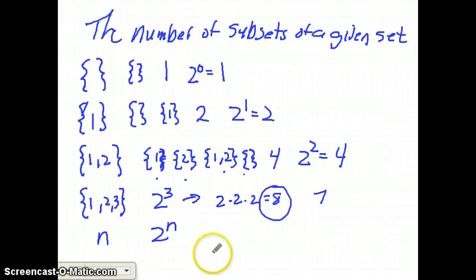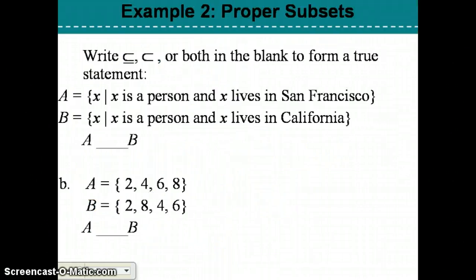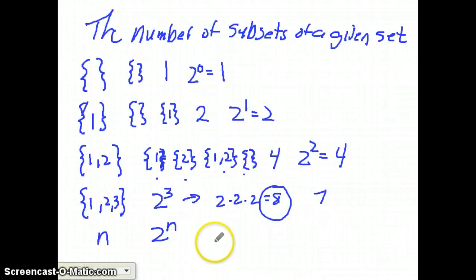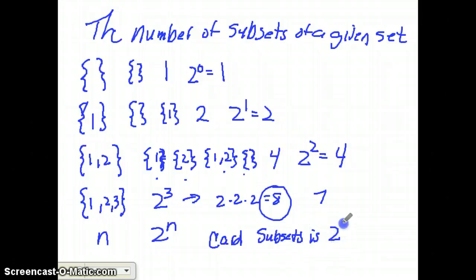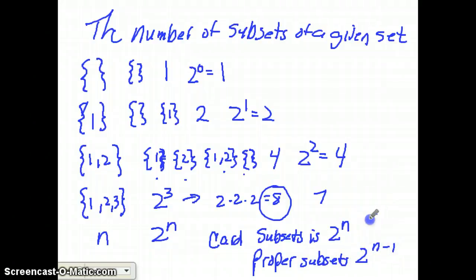So let me give you the skinny on this. To find the number of subsets of a given set, find the cardinality. And then the number of subsets is 2 to the n. The number of proper subsets, just one less, is 2 to the n minus 1. That's probably the most important thing that you need to know about this slide. Okay, you could pause that and take a look at that.